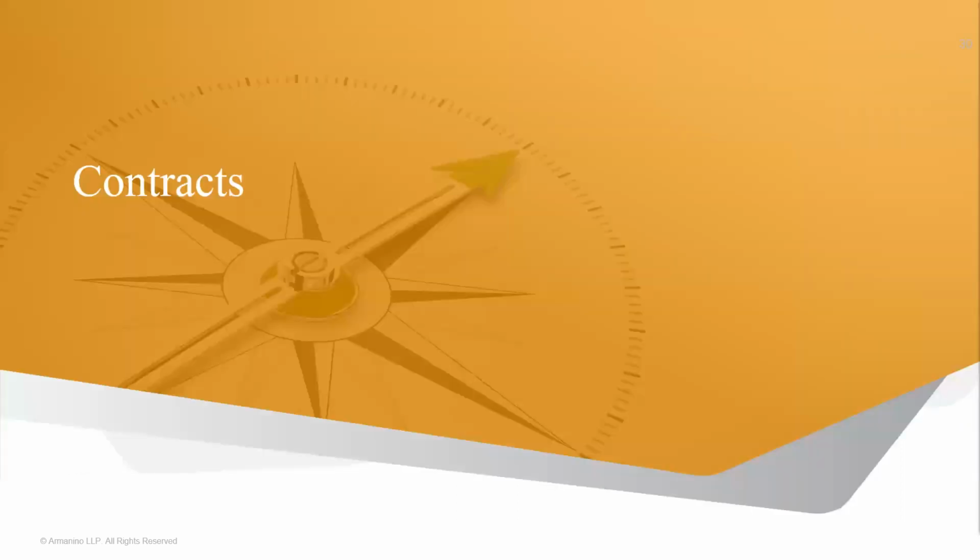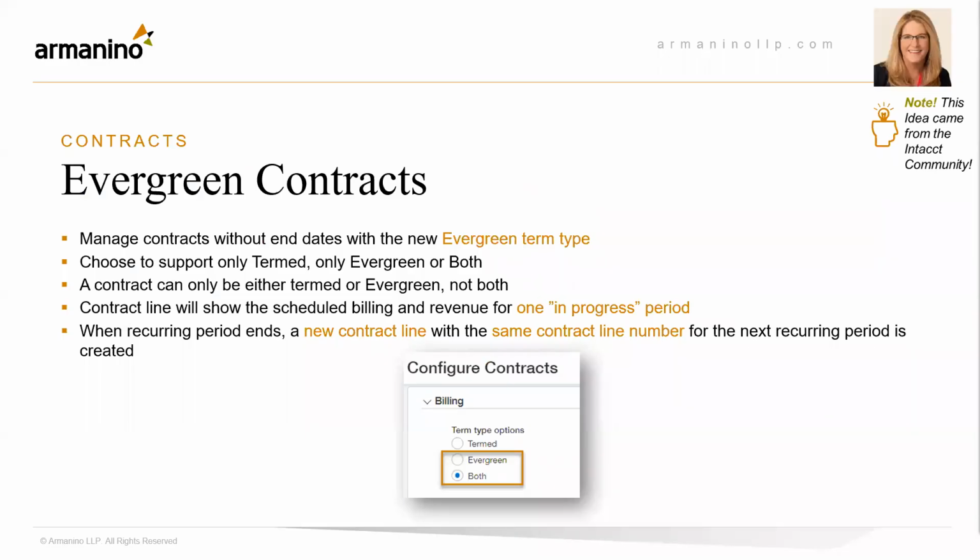That's awesome. All right, contracts. This is very exciting. This came from you. As you may know, if you put an idea in the community, we get to vote on our ideas. And this is one of the ideas that Intacct took and created for you. You can evergreen contracts, managing contracts without end dates with the new evergreen term type. Choose to support only termed, only evergreen, or both. You're going to choose that as an organization. A contract can only be either termed or evergreen, not both.